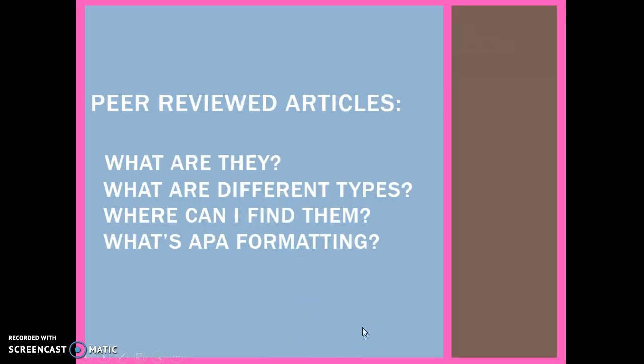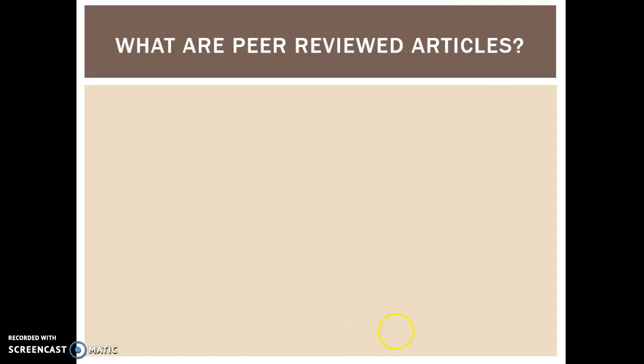Now we're going to move on to looking at peer-reviewed articles. We're going to look at what are peer-reviewed articles, what are different types of articles that get published in peer-reviewed journals, where can you find peer-reviewed articles, and then we'll very briefly talk about APA formatting as well.